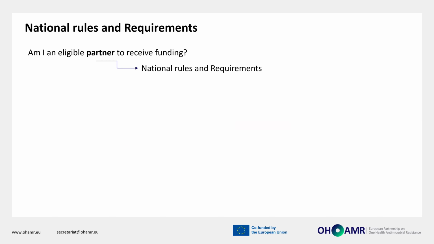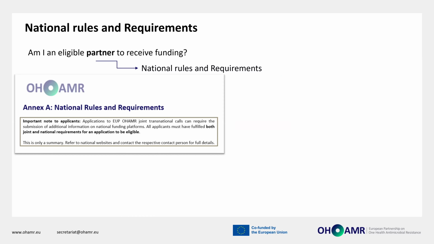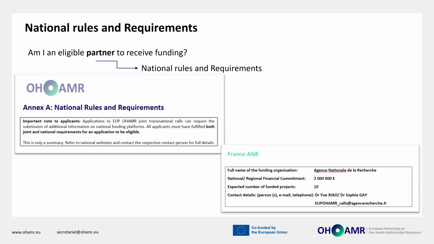And if you have any questions about the eligibility to receive funding, please do refer to the national rules and requirements. These rules and requirements contain all the national annexes of the funding organizations. This is where you can find the specific rules and requirements that apply to your funding organization. So I will take the example of the National Research Agency of France. The annex here provides details on the national commitment, the number of projects that can be funded by ANR, and the national contact to reach out to if you have any questions regarding this annex.